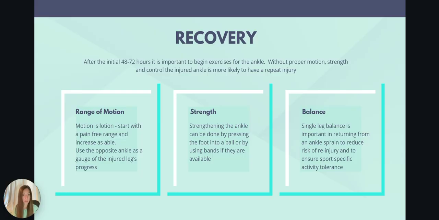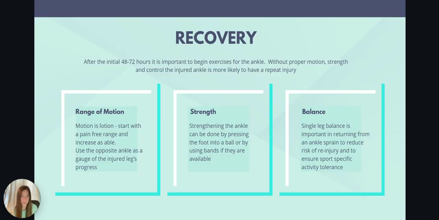Next is going to be strength. We want to strengthen the ankle so that it has good stability and we're able to perform all of the moves in a complete mechanism. And then finally, balance, especially single leg balance. Dancers require such awareness of where they are in space, and that goes all the way down to the foot. So that's going to prevent the risk of re-injury, but also making sure that they have the entire activity tolerance for their dance classes.